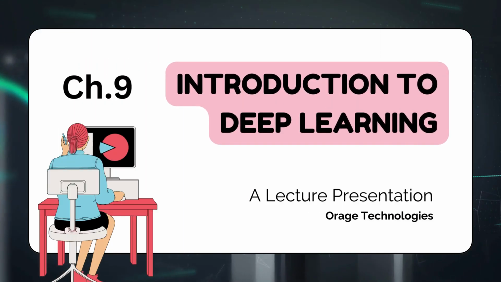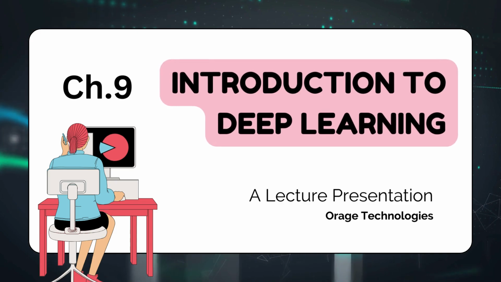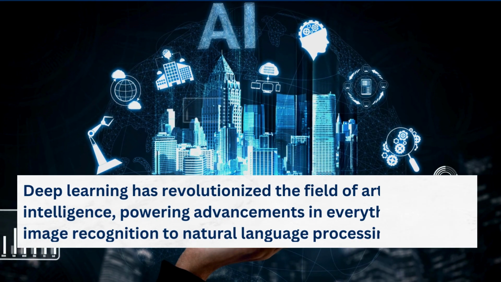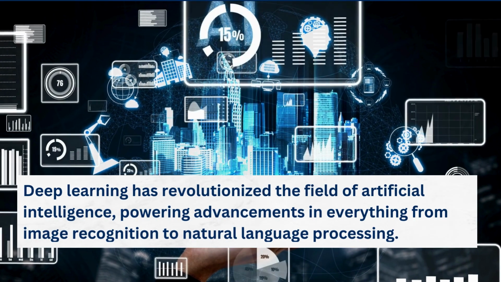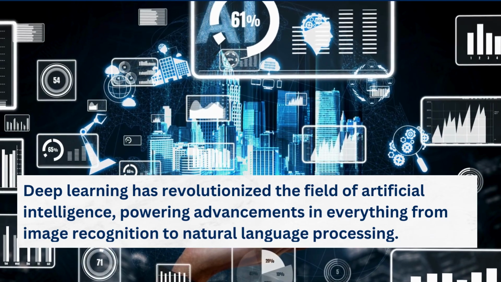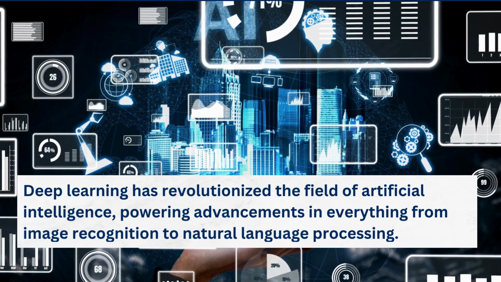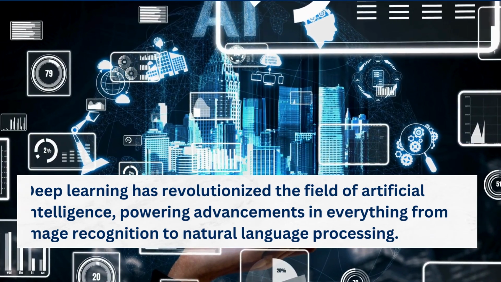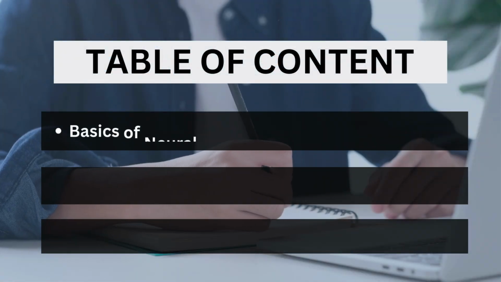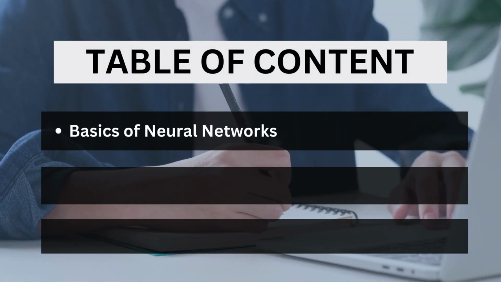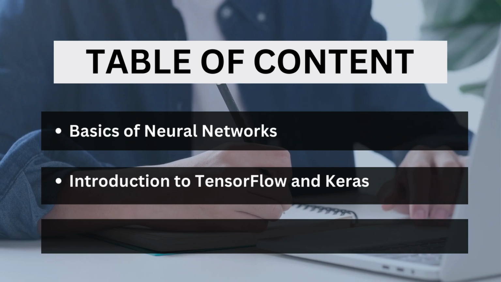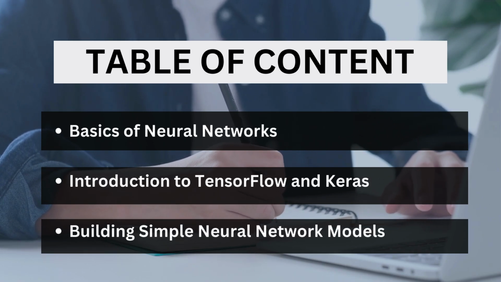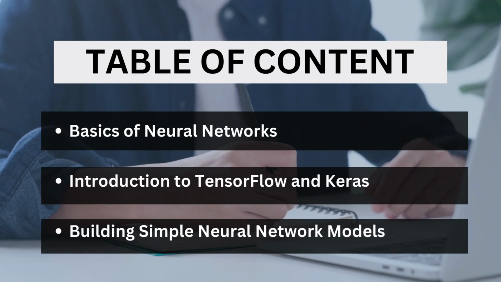Today we're diving into Chapter 9, Introduction to Deep Learning. Deep learning has revolutionized the field of artificial intelligence, powering advancements in everything from image recognition to natural language processing. In this chapter, we'll cover the basics of neural networks, introduce you to TensorFlow and Keras, and build some simple neural network models. Let's get started.